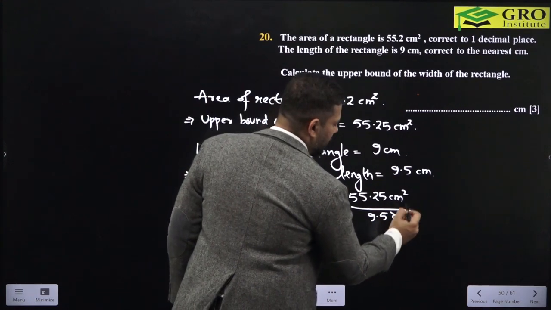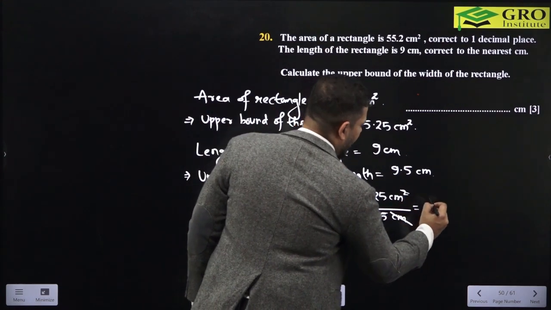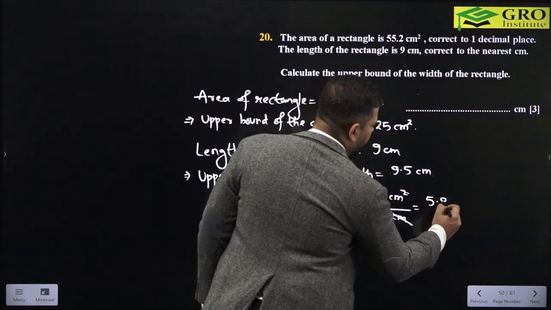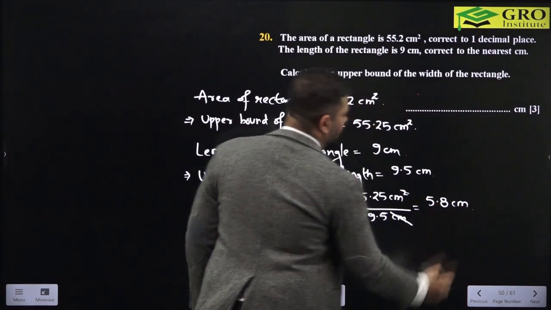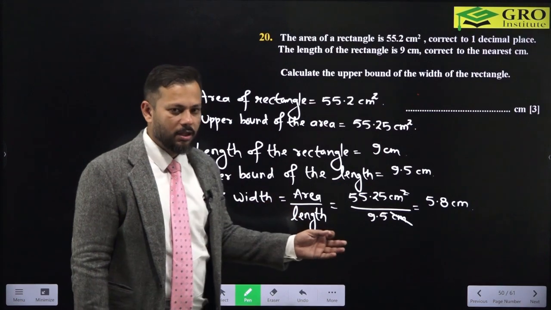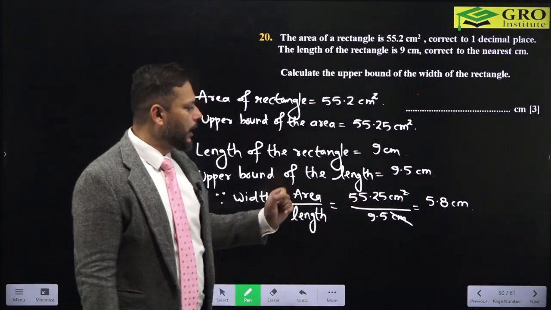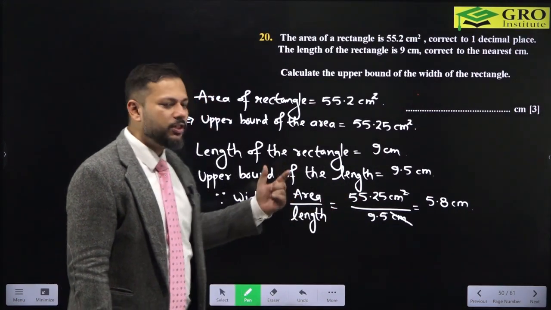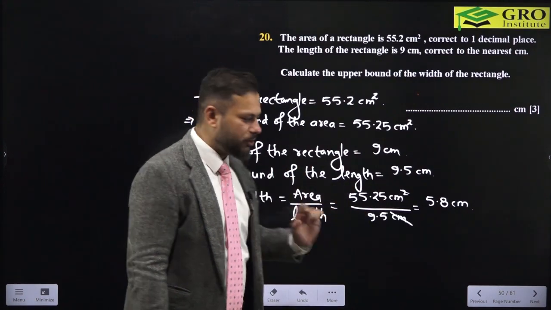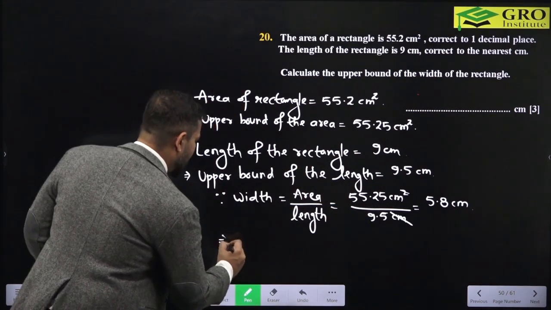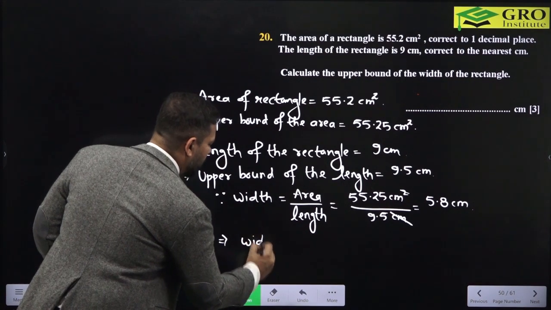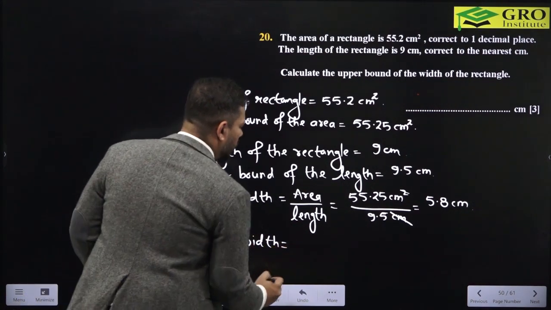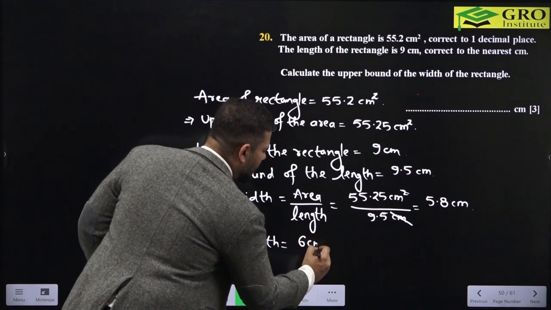First of all, this centimeter cancels the square of this, and we are getting 5.8 centimeter. This is the width of the rectangle. Now we will round off this width to the nearest centimeter first of all. So this implies that width is equal to 6 centimeter.